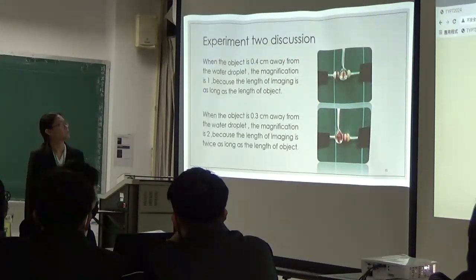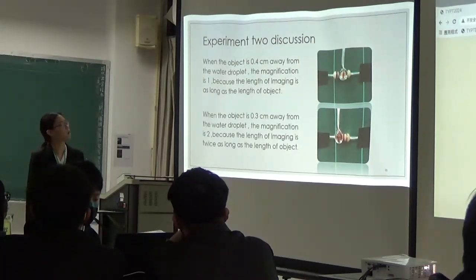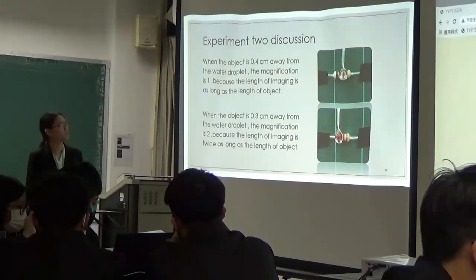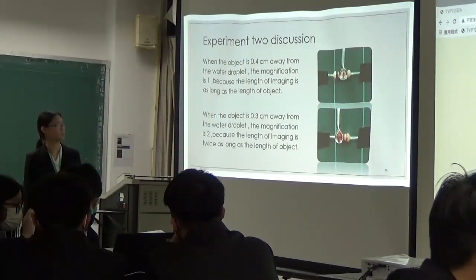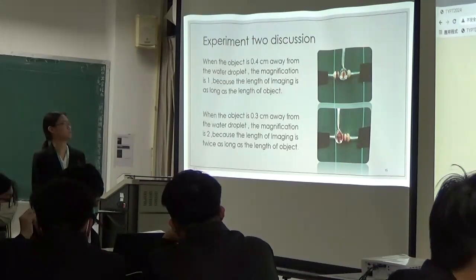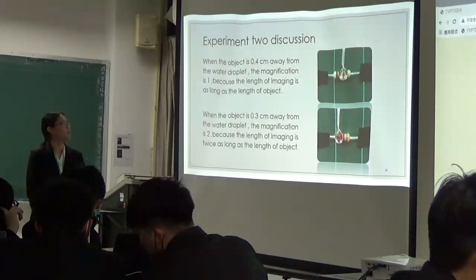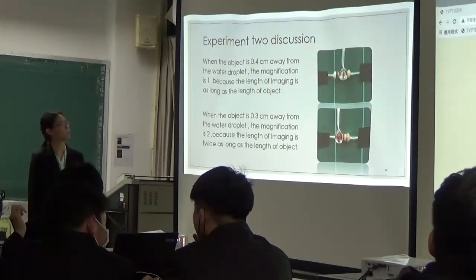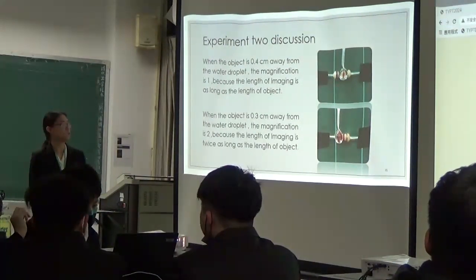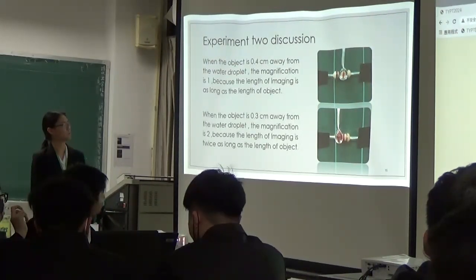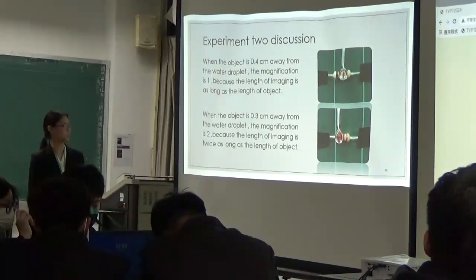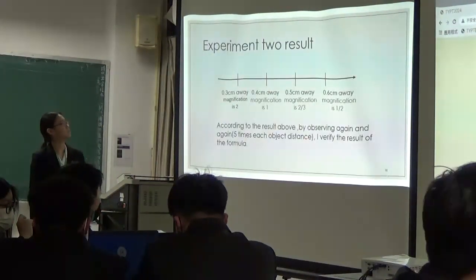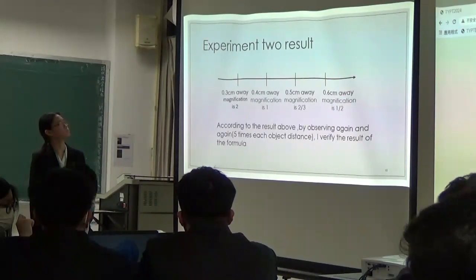And when the object is 0.4 centimeters away from the water droplet, the magnification is 1 because the length of imaging is as long as the length of the object. And when the object is 0.3 centimeters away from the water droplet, the magnification is 2 because the length of imaging is twice as long as the length of the object. And this is my experiment result.